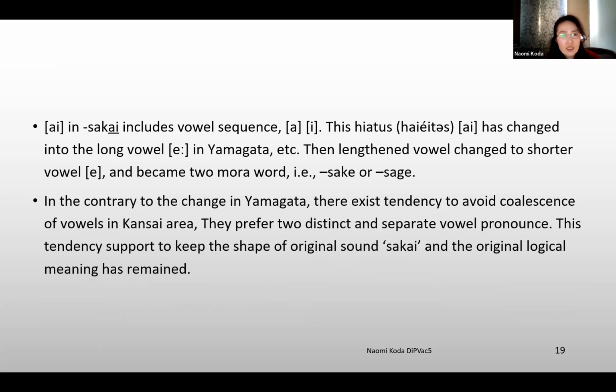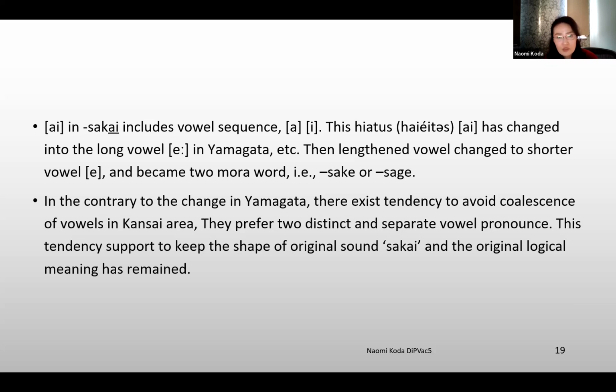The I in Sakai includes the vowel sequence RE. This hiatus had changed into the long vowel A in Yamagata. Then the lengthened vowel changed to a shorter vowel A and became a two-mora word, sake or sage.